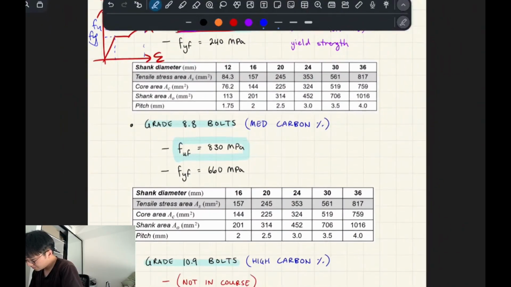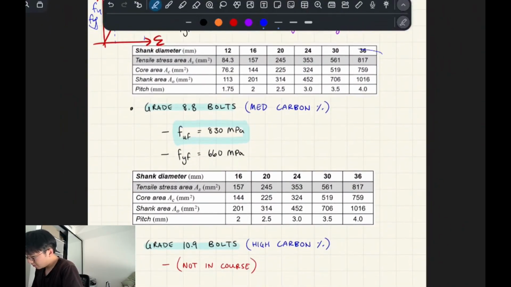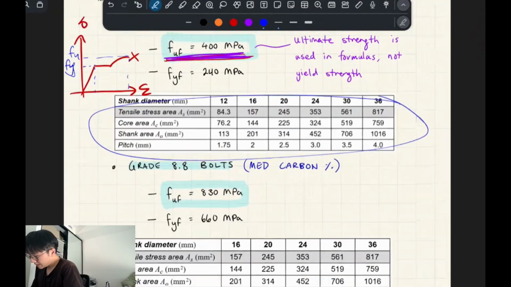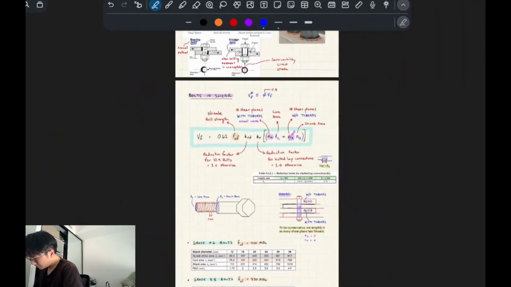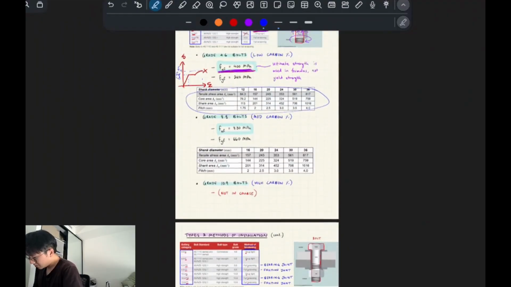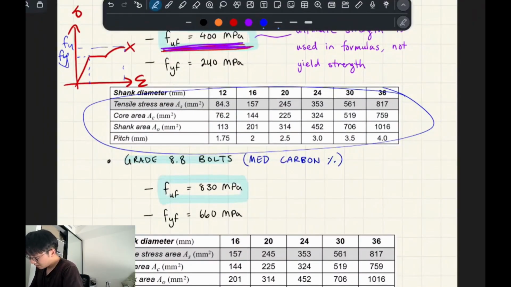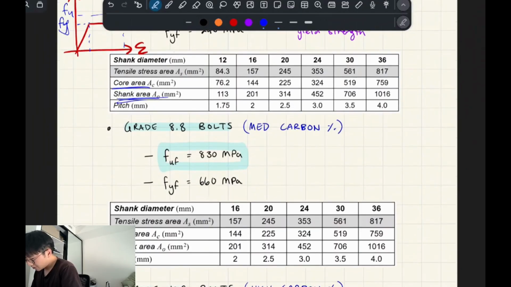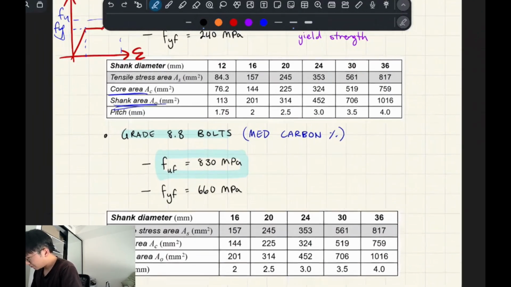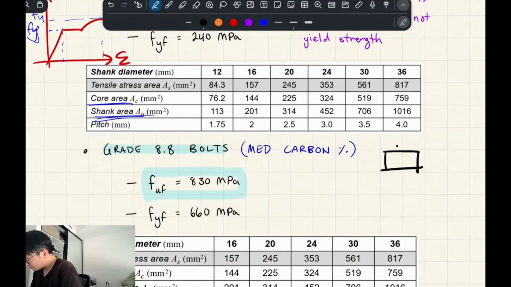Okay. Yep. So we've got all the bolt shank diameters and whatever. I think I have a good picture of it later. I'll talk about it once I've got the good picture of it. But yeah, we've got the core diameter and the shank diameter, sorry, the shank area. And we've got the pitch. Okay, you know what, I'll just explain it now. So that's the bolt.